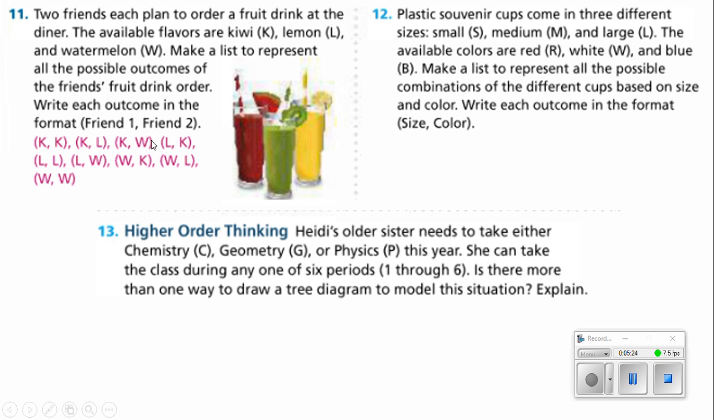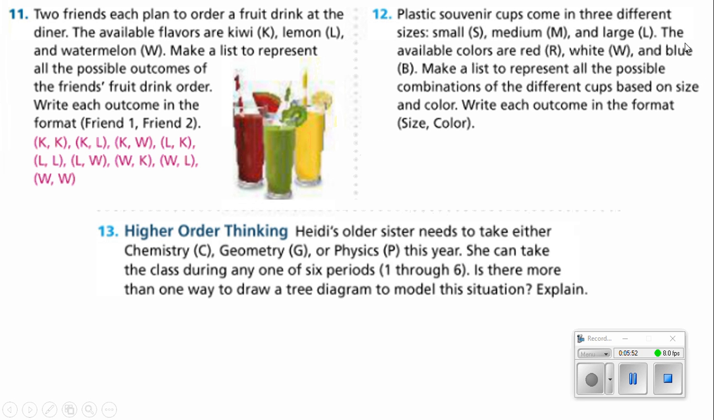Then we could say that the first one, maybe he ordered lemon, and the second one could order kiwi, lemon, or watermelon. The last combination would be that the first friend ordered watermelon, and then the second one ordered kiwi, lemon, or watermelon. That's going to give us a 9, or 3 times 3, right? 1, 2, 3, 4, 5, 6, 7, 8, 9.